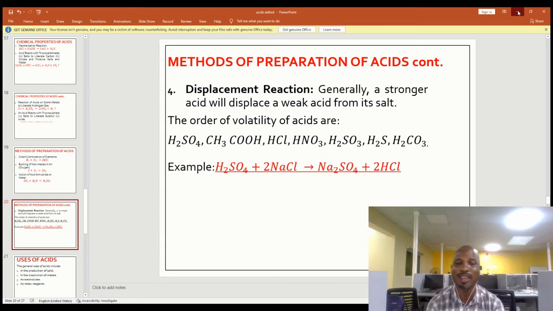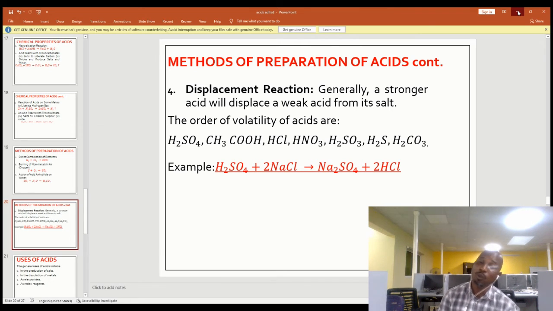So if you prepare this by this example, you will see that tetraoxosulfate(VI) acid reacts with sodium chloride to produce sodium tetraoxosulfate(VI), plus hydrochloric acid. So hydrochloric acid can be displaced from sodium chloride when you react it with tetraoxosulfate(VI) acid.